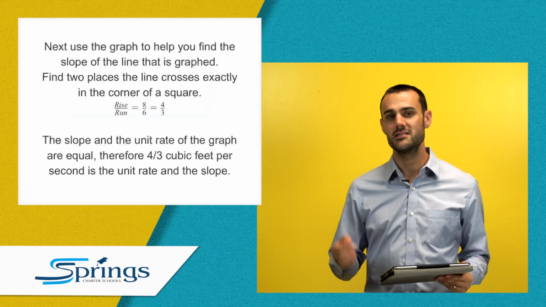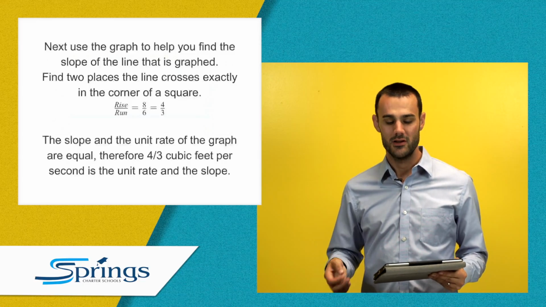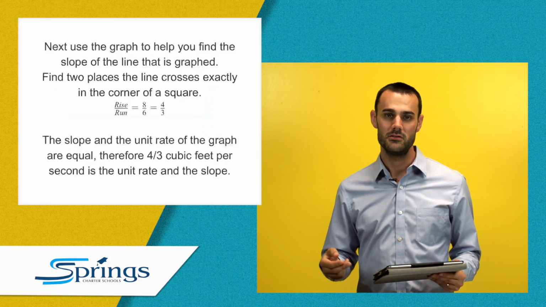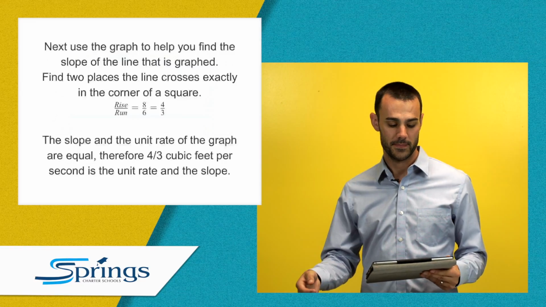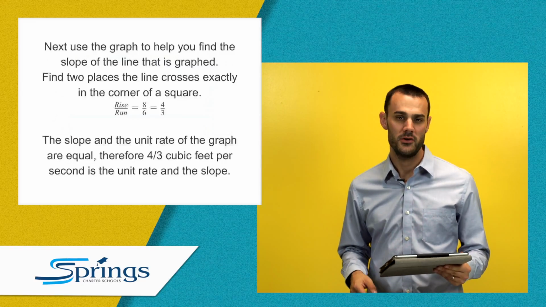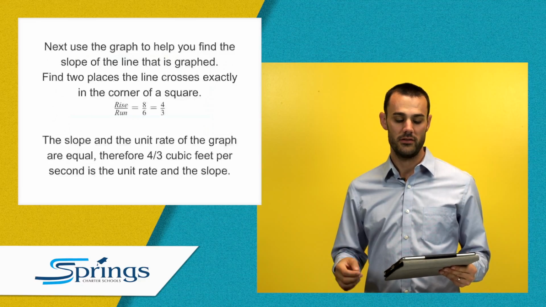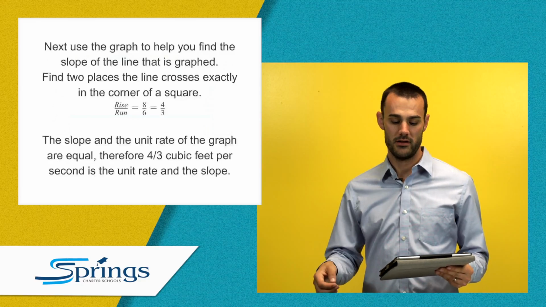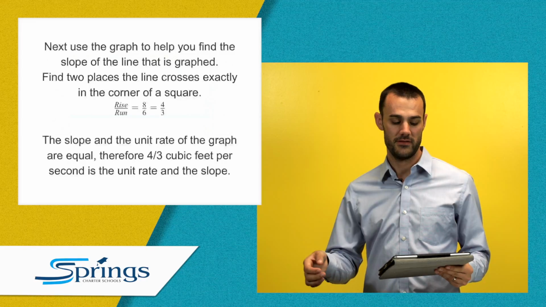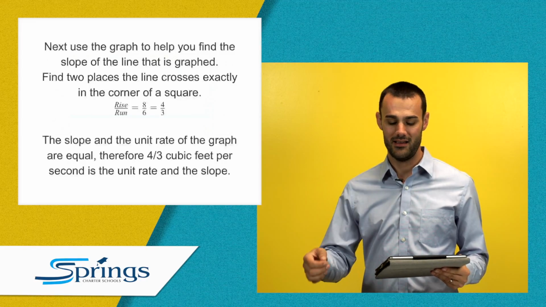So 8 over 6 is not quite in its simplest form, so I divided both of those by 2, and I got 4 over 3. We can now say, using what we just did, that the slope and the unit rate of the graph are equal. Therefore, 4 over 3 cubic feet per second is the unit rate and the slope.